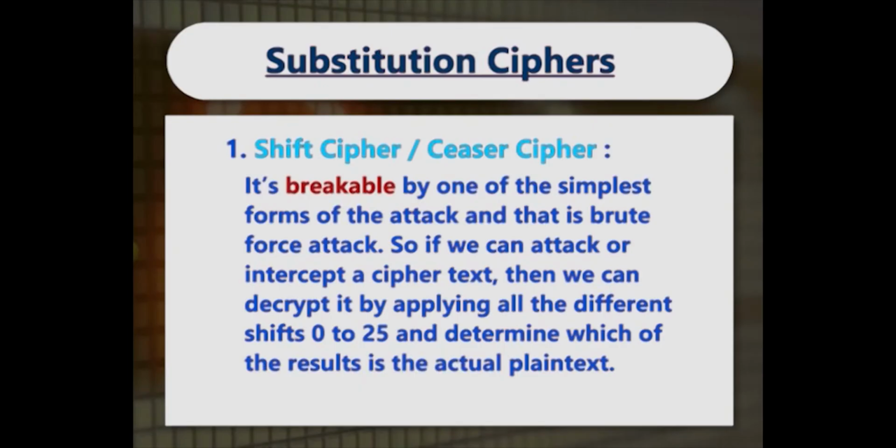Now, I also said that the Caesar cipher is very easy to break, and it is breakable by one of the simplest forms of attack, and that is a brute force attack. If we can intercept a ciphertext, then we can decrypt it by applying all the different shifts, 0 to 25, and determine which of the results is the actual plain text. There are also other methods like frequency analysis, but you do not need those methods to break the Caesar cipher, purely because it is so simple to break just by brute forcing it.